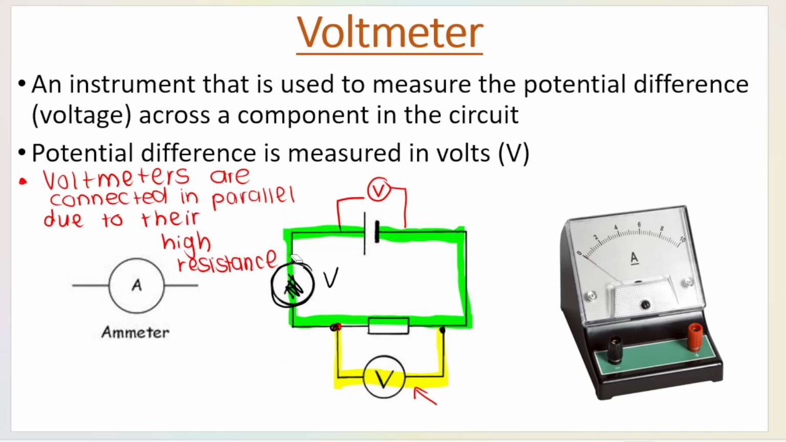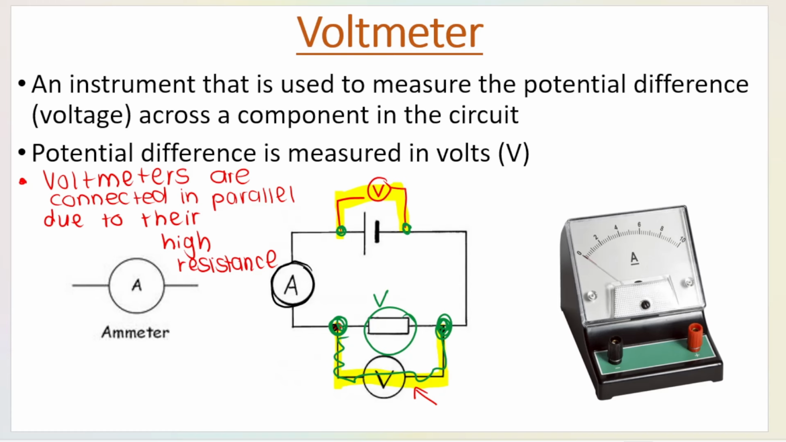If I had to connect a voltmeter in series, the total resistance of the circuit would be way too high, which means current would be tiny and the circuit would not function. So we connect it in parallel like this because the current does not want to flow through here. All that this voltmeter does is it measures the potential difference between two points in a circuit. So for example, it tells me the voltage or the potential difference across this resistor. Or this voltmeter over here would tell me the potential difference or voltage across the battery. But current does not want to flow through there.